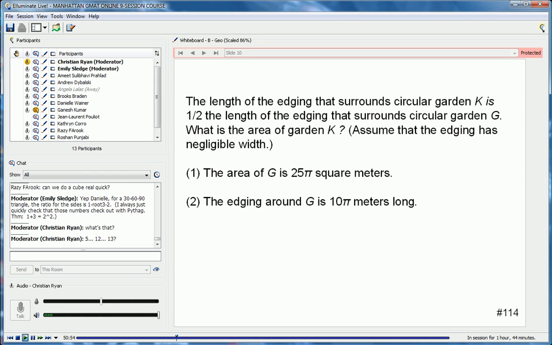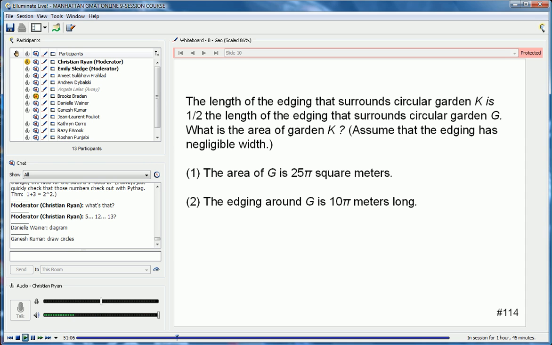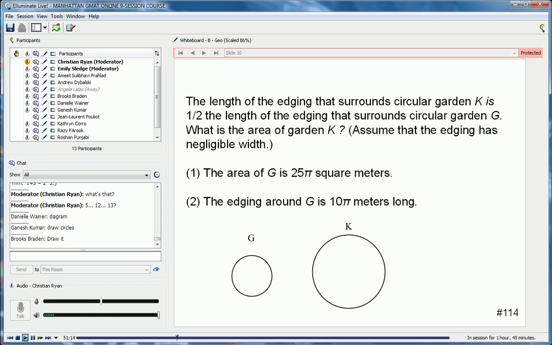Okay, so text everybody. What's the first thing that we do here on this geometry problem? What do we do? Text everyone. Yes, thank you, Danielle. So we draw a diagram. And it doesn't have to be pretty, it just needs to be approximately representative. So we've got to draw it.